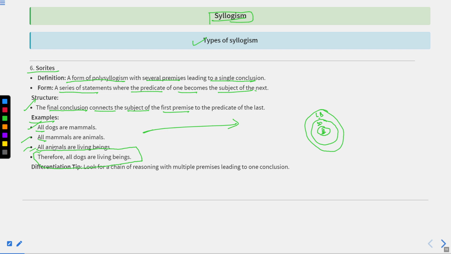And if any subject is conjoined by the word all, and the predicate changes to the subject of the next statement, what we can infer is that the subject of the first statement and the predicate of the last statement can be conjoined together to form an inference. And that is what polysyllogism is all about. A series of statements where the predicate of one becomes the subject of the next is nothing but polysyllogism. Look for a chain of reasoning with multiple premises leading to one conclusion. It is known as polysyllogism.